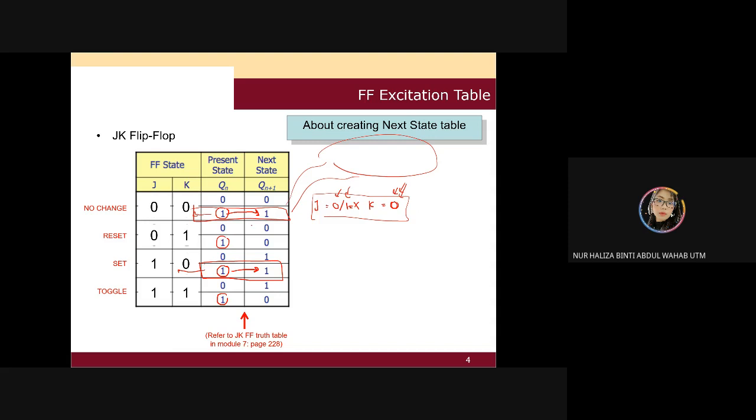Okay, next, I'm going to look into another situation, which is at this side, my present is 1, but the next state is 0. What are the conditions? It's going to be J, Q will be from just now, 1 to be 1. And then for this one, 1 to be 0.